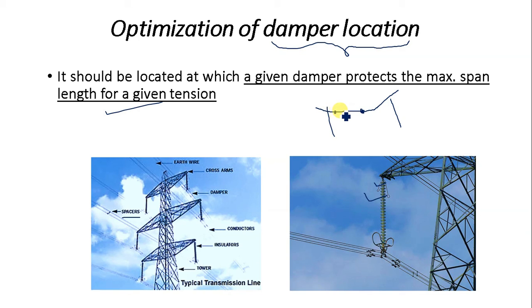Sometimes we need to move the location around the tower, but we cannot put our Stockbridge damper in the middle of the transmission line. Let's say this is tower 1 and tower 2, so we cannot put it in between 1 and 2. We have to put it somewhere nearer to your tower. So this is all about the Stockbridge damper, how it works and what the location of your Stockbridge damper should be. If you have any doubt, you can tell me in the comment section.